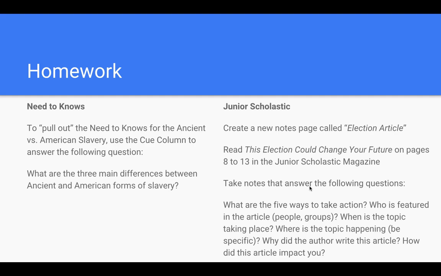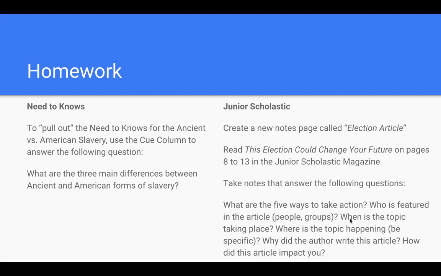You're going to take notes that answer the following questions. So I highly recommend on your notes page you create these prompts: A, B, C, D, E, etc. And the first one, A, what are the 5 ways to take action? Write that down, and then your subtopics, lowercase a, lowercase b, could be the 5 ways that you respond to that. Who is featured in the article? People, groups. So that's your uppercase B. Lowercase a, b, c, etc. are the different groups of people represented in this article.